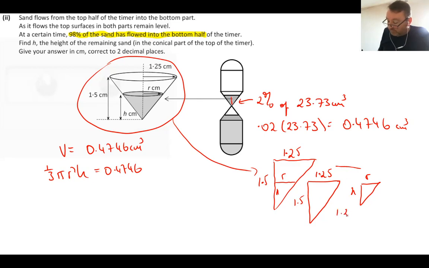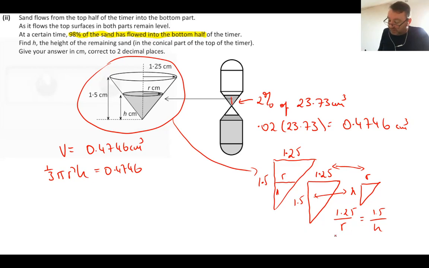We get 1.25 is to R as 1.5 is to H. So in other words, the relationship between these two would be the same as the relationship between these two. And when I talk about a relationship, I talk about a ratio. When I talk about a ratio, I talk about a fraction. So the fraction that these two make will be the same as the fraction that those two make. So what do I want to get? R in terms of H, because it's H we're looking for.